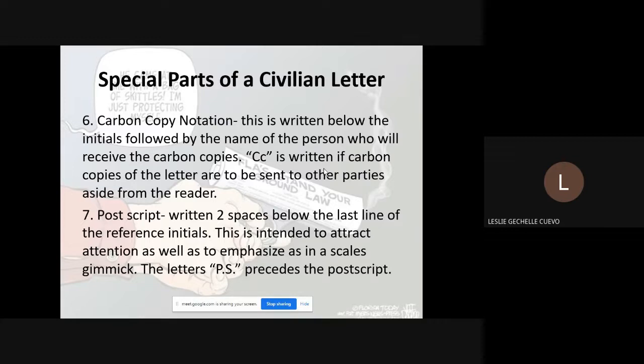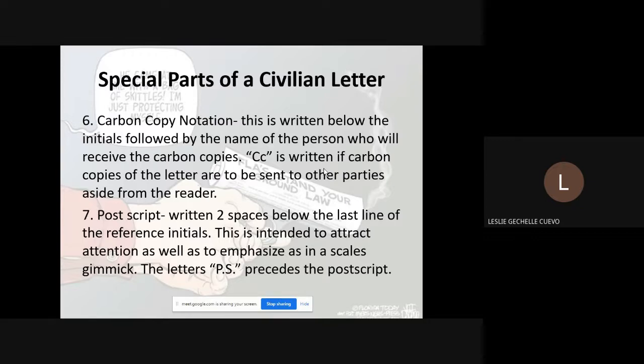Si VPAA tsaka si HR kung naka-address siya. Kung naka-address sa Dean, then si VPAA, si HR, sila yung CC. Sila yung may carbon copy notation. Okay, ilalagay ko doon: CC, VPAA, HR. Okay? So CC is written if carbon copies of the letter are to be sent to other parties aside from the reader. And then we have postscript, written 2 spaces below the last line of the reference initials.